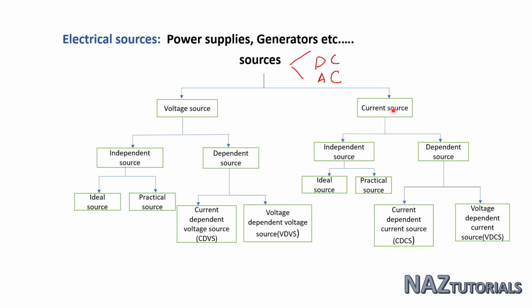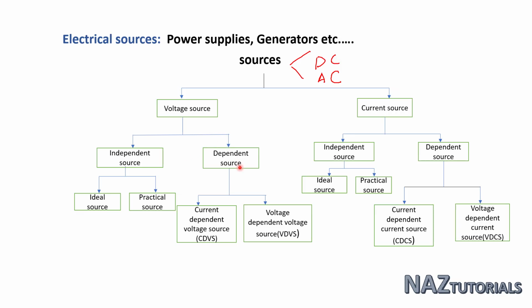These sources are divided into two categories: one is voltage source, the other is current source. These voltage sources and current sources are further divided into two categories, independent source and dependent source. You can see current sources are also divided into independent source and dependent source. These independent sources are divided into two categories: one is ideal source, the other is practical source.